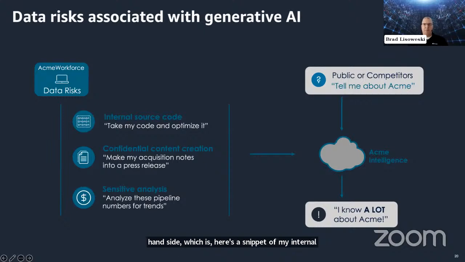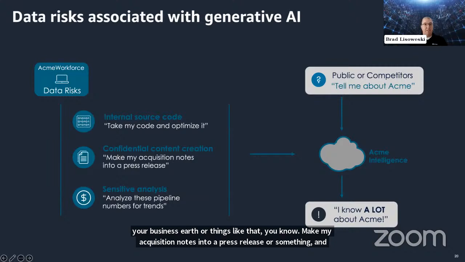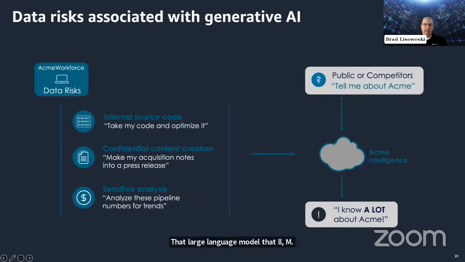Could you optimize that for me, ChatGPT, or place your favorite LLM here? Or I'm using a service that I think is part of my organization through a third-party SaaS, and you're asking it about parts of your business or things like that. Make my acquisition notes into a press release or something, and you're putting that into that large language model, that LLM, and now that information is essentially potentially being leaked out to the public.